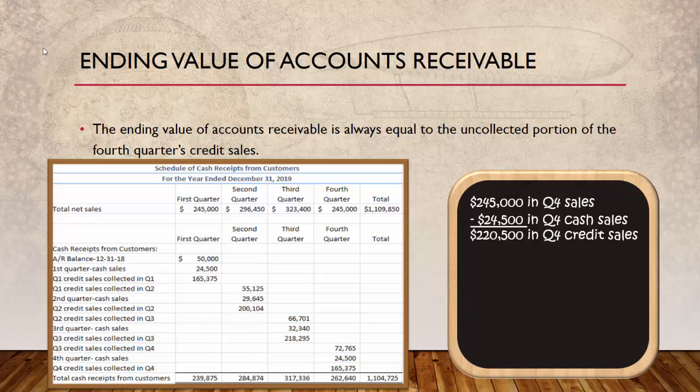We already know that Saratoga Chips expects to collect 25% of all credit sales in the quarter after they made the sale. So if it's the fourth quarter of 2019 and they're making these credit sales, they would collect in the first quarter of 2020. And 25% of their fourth quarter credit sales would equal $55,125. That is their ending accounts receivable balance at 2019's year end.